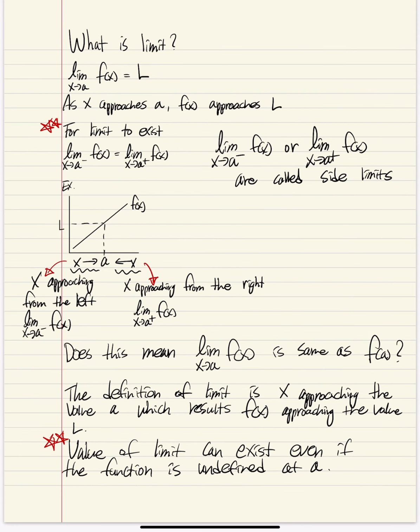Here's a common mistake that people make. Does this mean the limit as x approaches a of f(x) is the same as f(a)? No. The definition of a limit is x approaching the value a, which results in f(x) approaching the value L. So the limit can exist even if the function is undefined at a.